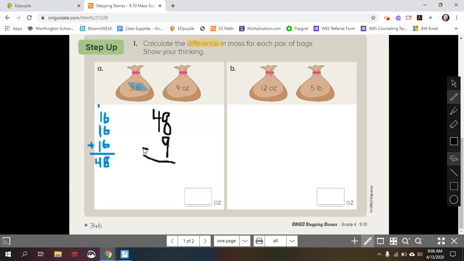So what I want you to do is finish solving problem A. Make sure you're showing your thinking. And then I want you to come over to problem B and solve that one. Again, one of your bags has 12 ounces, the other one has 5 pounds. So you need to change those 5 pounds into ounces, and then you're going to do your subtracting.